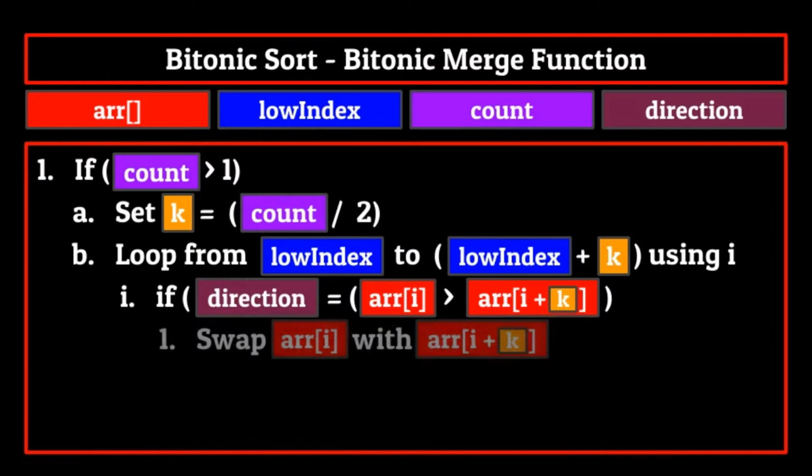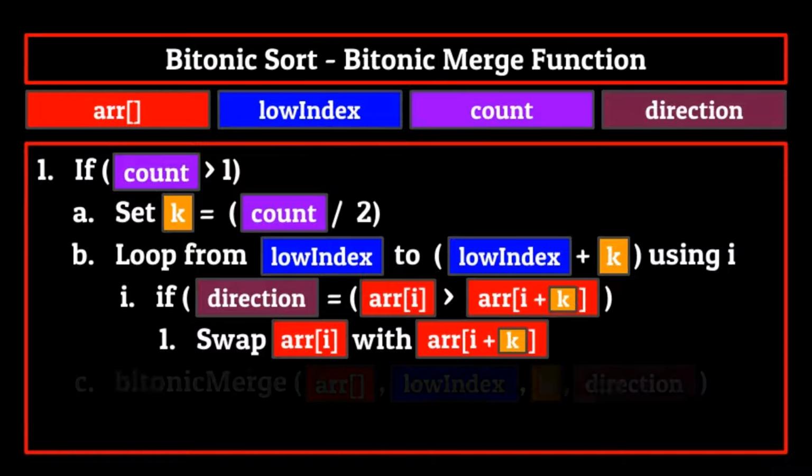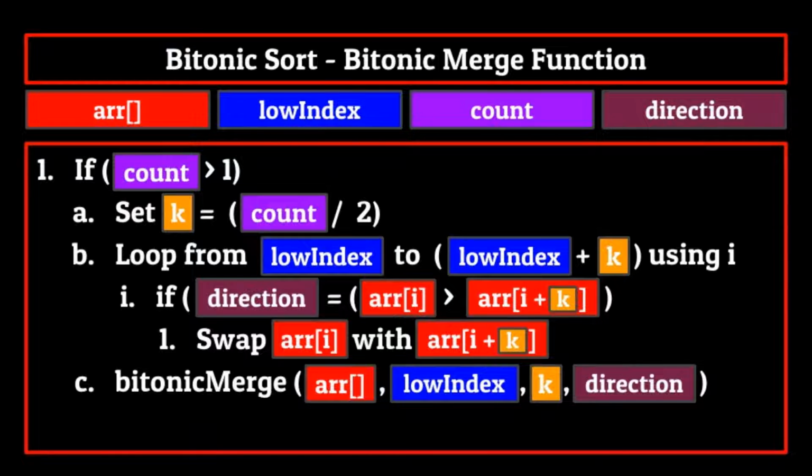So let's add the swap statement to our pseudocode and move on. After this concludes, what we have is a single Bitonic sequence, created from the two that were passed in. The final step here is to call Bitonic merge on the left and right halves of this list. The first Bitonic merge call takes in R, the array, low index as the lowest index, K as the number of elements to Bitonically merge, and the direction as the direction.